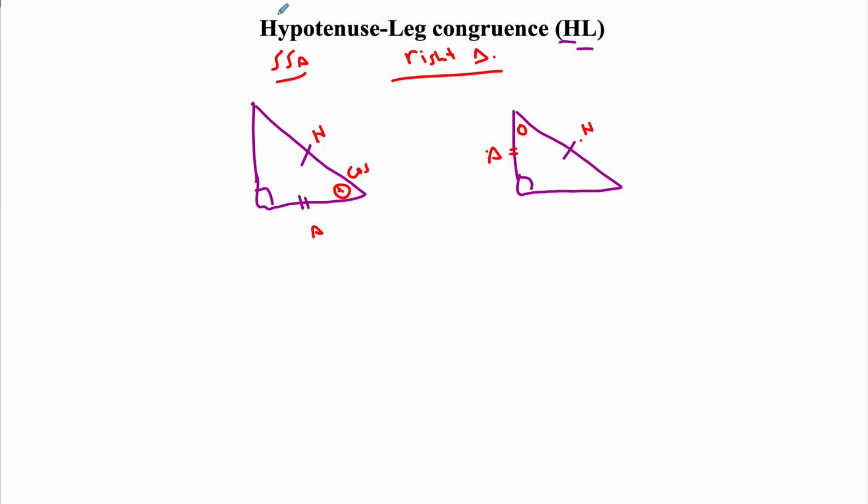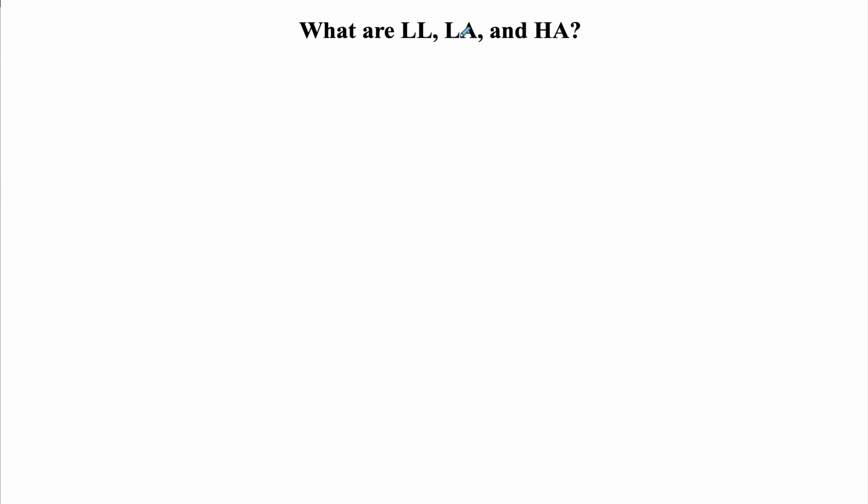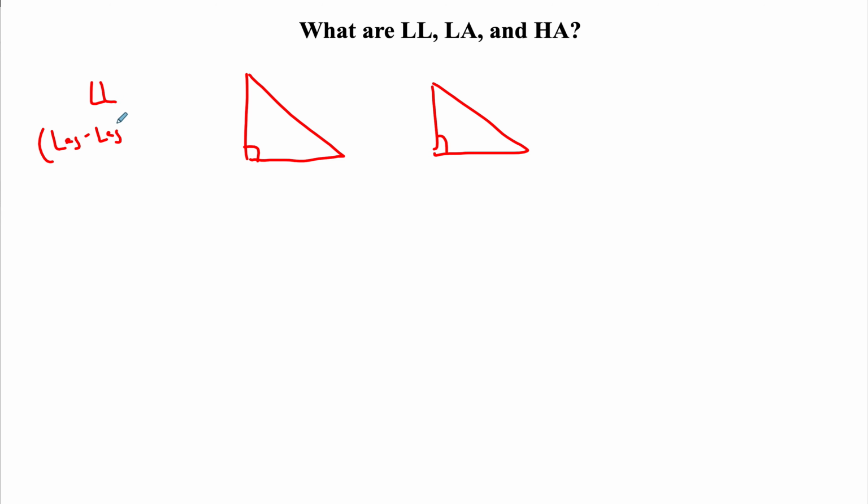that actually works. Okay? Now, what are LL, LA, and HA? You should probably be able to see what those are. LL means leg, leg. And that just means you're looking at a right triangle. Personally, there's not much point to this, but just in case you see this, you need to know what it means. It would mean that the legs, like this leg and this leg and this leg and this leg, and two right triangles are congruent. Is leg, leg, hey wait, that's side angle side because in right triangles the leg has to be next, right? Is this just side angle side by another name? And the answer is yes.